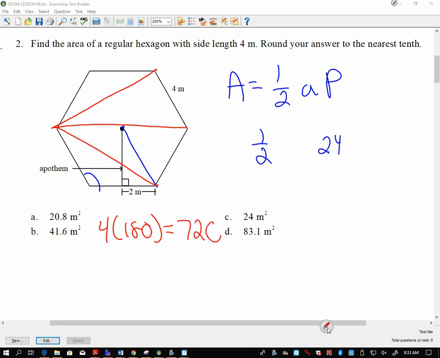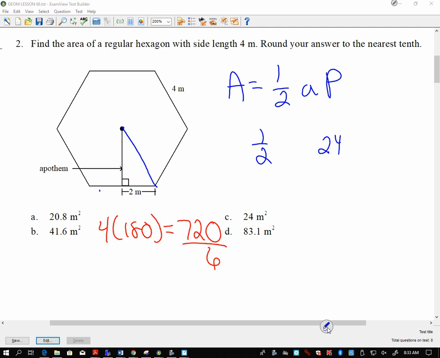720, right? So we're going to take those 720 degrees that exist inside of this hexagon and divide it by 6. What is it? 120 degrees. So each one of these angles represents 120 degrees.